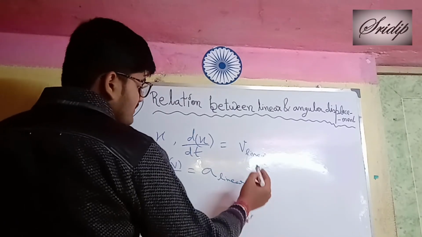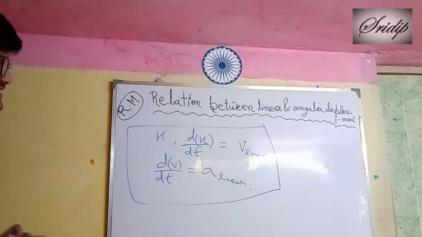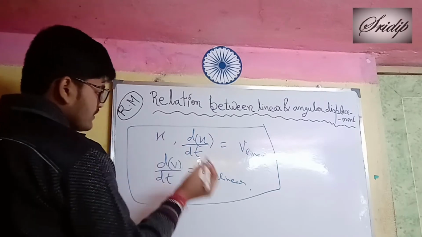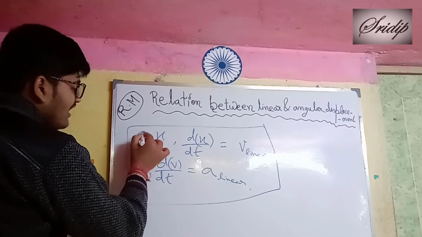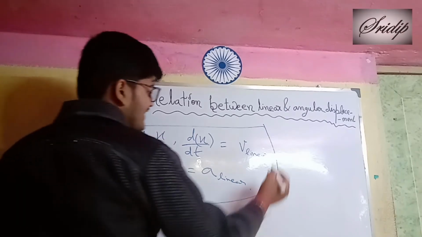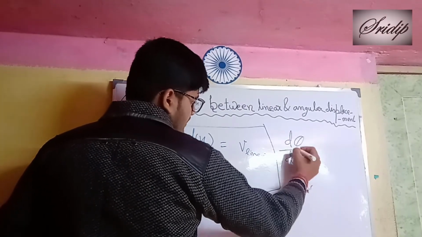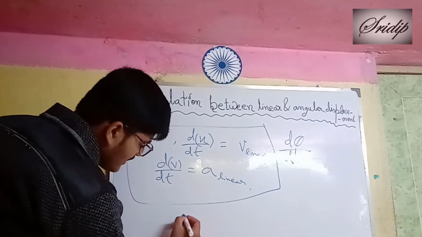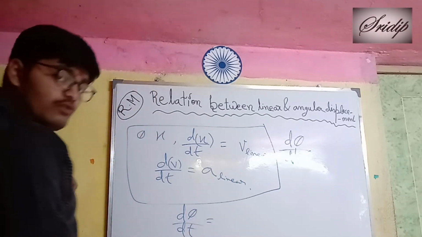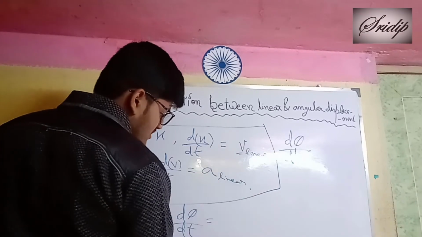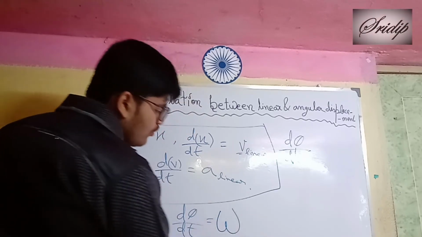If we compare this with the angular terms, then what will we get? If we substitute x by theta, then we get d theta by dt, that is d/dt of theta, is equal to a new term. This linear velocity will be replaced by angular velocity. So we represent this angular velocity by the Greek letter omega.